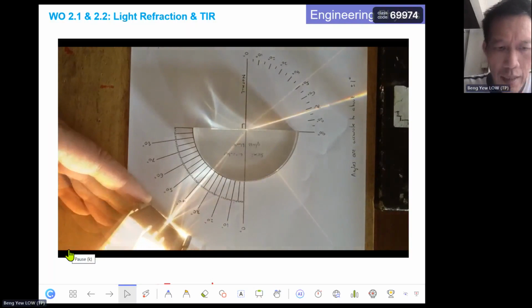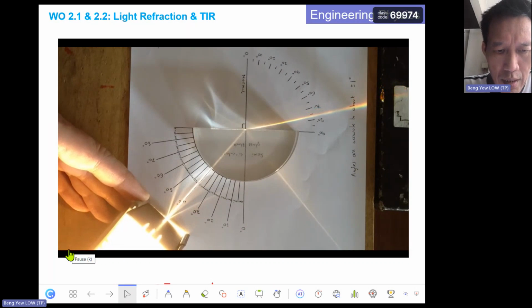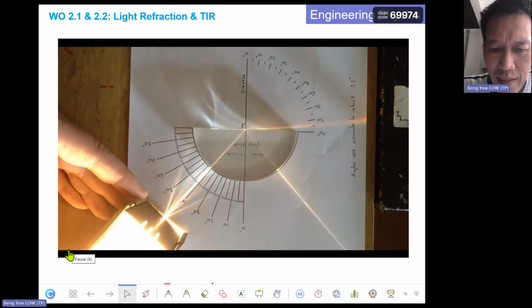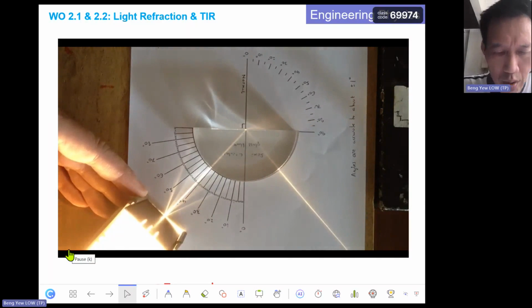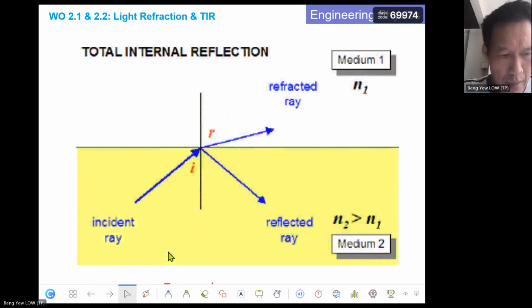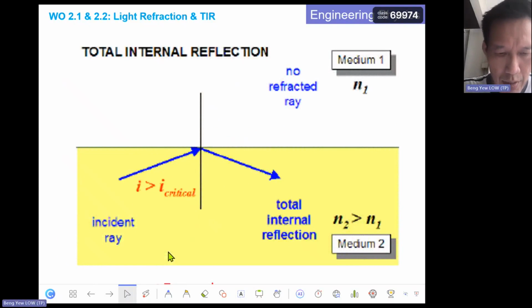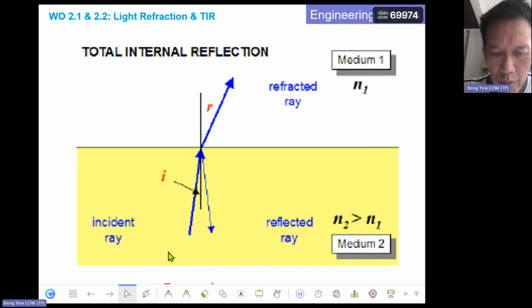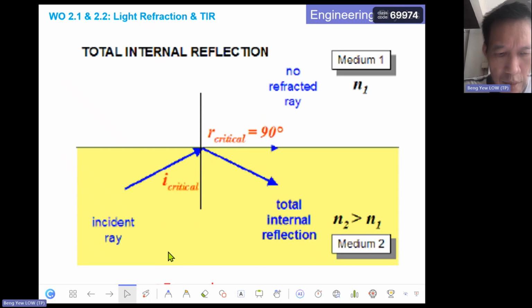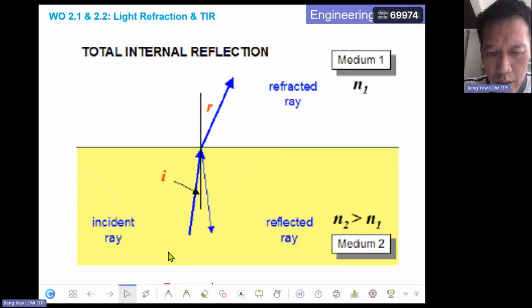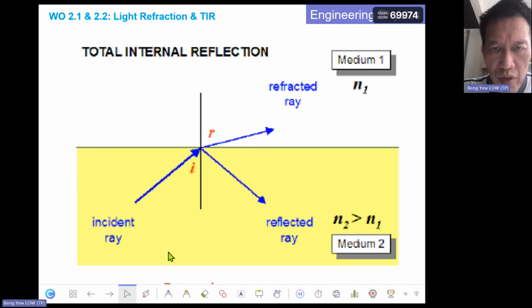And when that happens, any increase in the incidence angle will result in the light being reflected back into the first medium. We call this total internal reflection. Let's take a look at the process again. If you look carefully, you will see that as we increase the incidence angle, part of the light from the glass prism is reflected, while most of the light is being refracted.